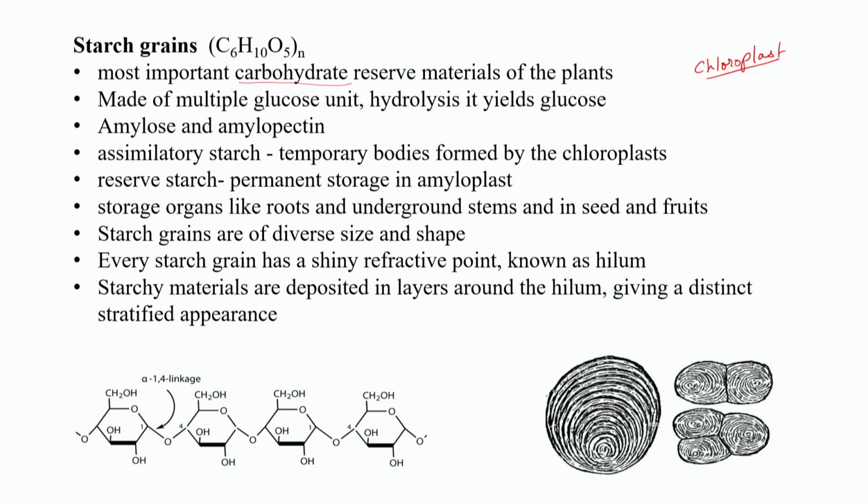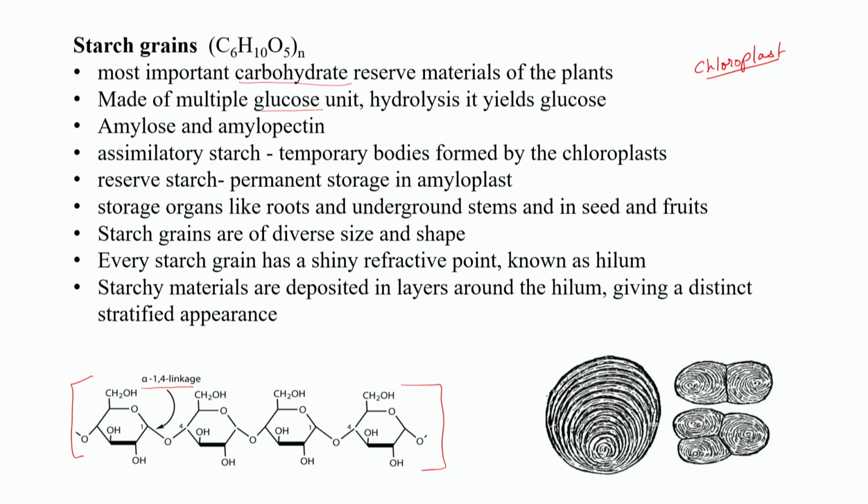Then it is made up of multiple glucose units, as we can see here. Starch, similar to cellulose, is also made up of several monomeric units of glucose which are joined together by alpha 1,4 linkages. When we talk about cellulose, we have seen there were beta 1,4 linkages.